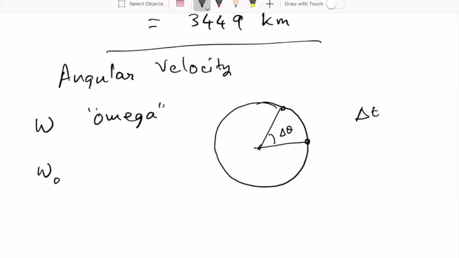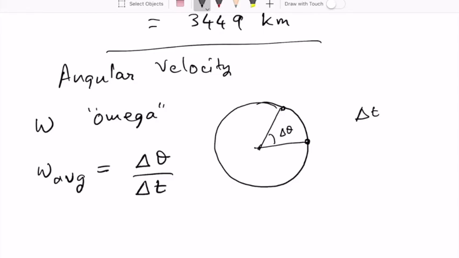So omega average is defined as delta theta divided by delta t. Now, you know that we are not that interested in average quantities in this course. We are far more interested in instantaneous quantities. So I might want to know what is the omega at maybe t equals 5 seconds, or what is the omega at t equals 7 seconds.